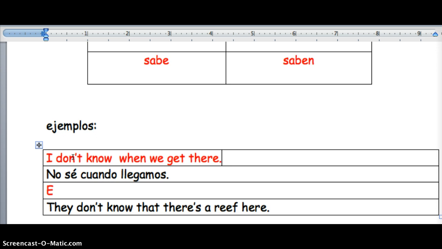They don't know that there's a reef there. Once again, it's a piece of information that they don't know. Ellos no saben que hay un arrecife allí.